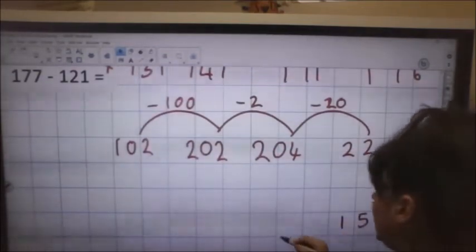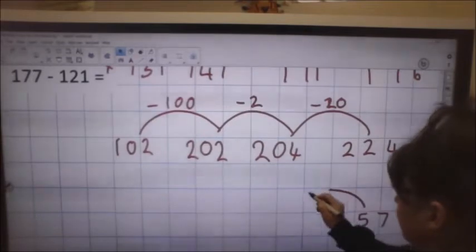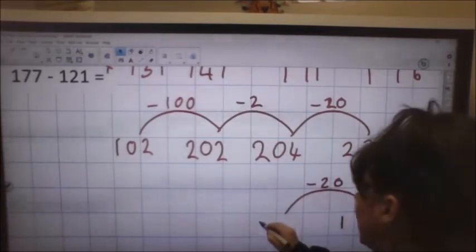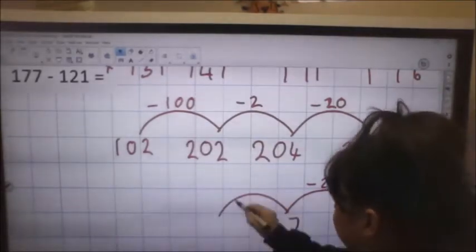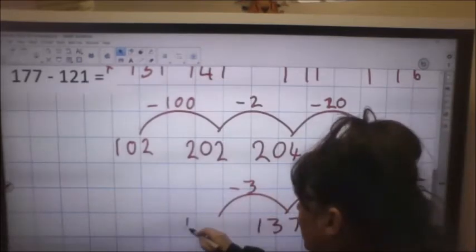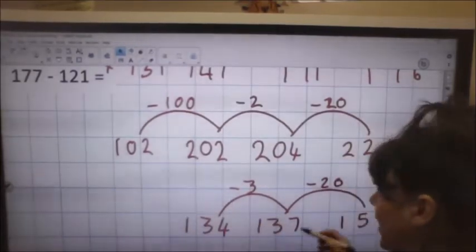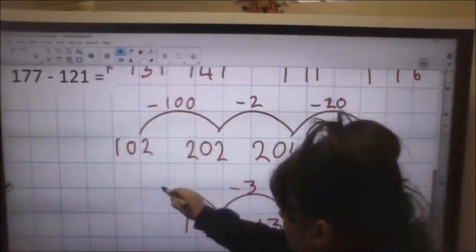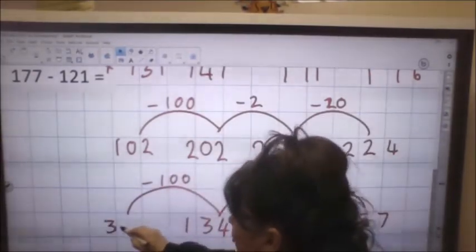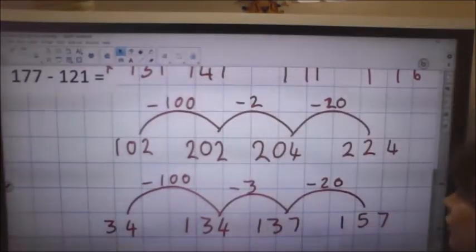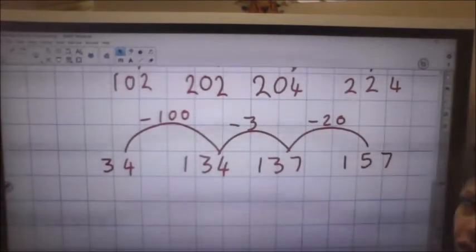Okay, so 157 and I'm taking away 123. So I'm going to take away the 20 to start off with. Take away the 20 and I end up with 137. Then I'm going to take away the 3 and I end up with 134. And then I'm going to take away the 100, take away 100, and I end up with 34. So 34.